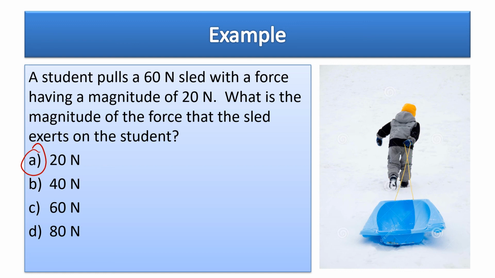But the thing to look for in this particular problem: it says a student pulls on a sled with a force. What is the force that the sled pulls on the student? So they'll do that switcheroo on you. The student pulls on the sled, and then the force that the sled exerts on the student. So, equal and opposite reaction. That's kind of how they'll set it up.